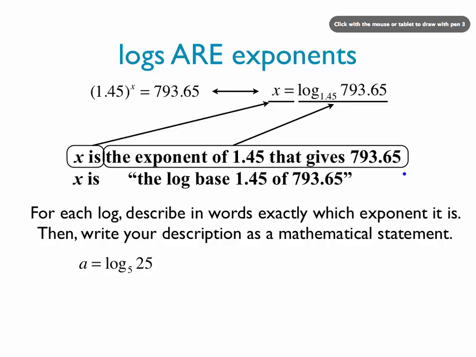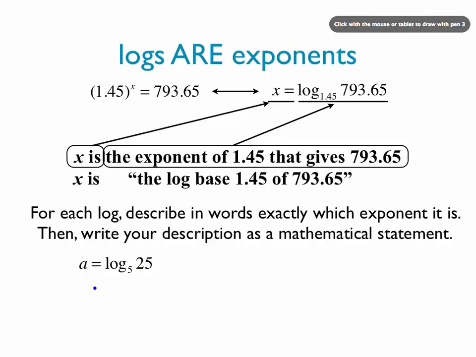So for instance, A is the log base 5 of 25. Any volunteers? What exponent is A? Can you describe which exponent A is? Brooke said A is the exponent of 5 which gives you 25. What do you think? And look, it's so easy because you can just read this left to right. It's the exponent of 5 that gives 25.